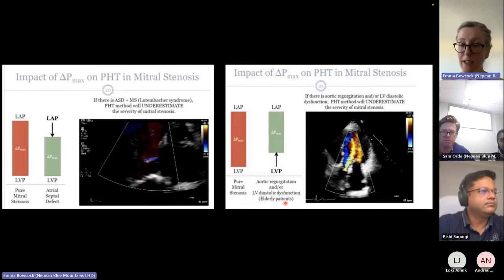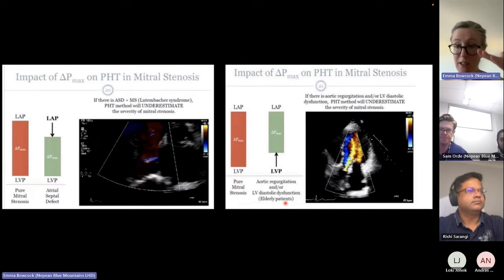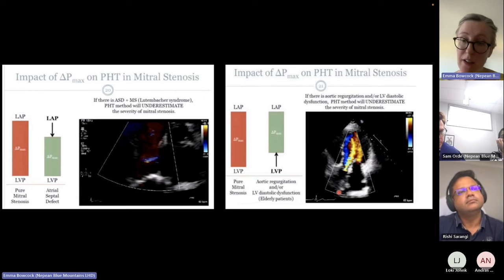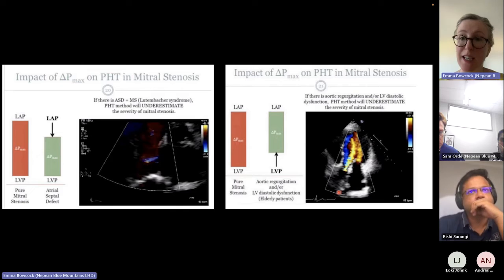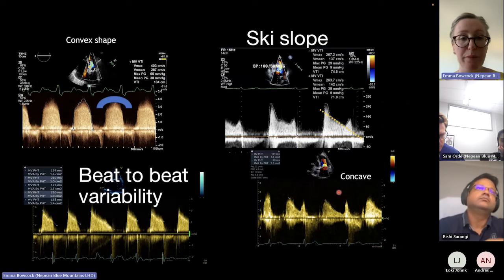So high left ventricular pressures are going to impact the gradient, make the gradient less, and then again shorten the pressure half time and increase the mitral valve area calculation, so underestimating the severity of mitral stenosis. So these are the pitfalls you need to be aware of with that.